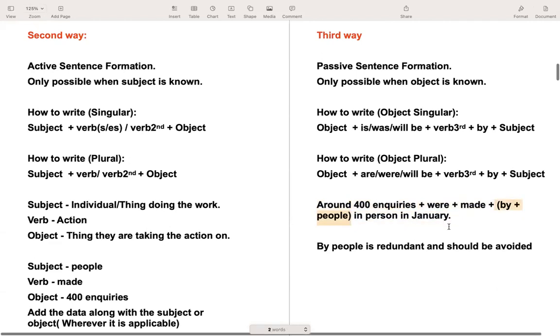For example, if it was countries and inquiries were made by different countries, for example, US, New Zealand, or someone else, then the subject would be changing. When the subject is changing, of course, it's not redundant. But in other cases, it becomes redundant. Redundant means it's not needed. So when it's not needed, I try to avoid it. So it's a simple sentence formation. Around 400 inquiries were made by subject in person, of course, and in January. So like that, that's the three ways to make the sentences.